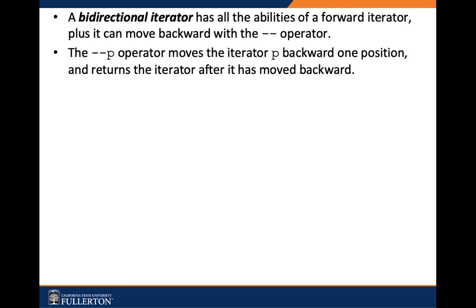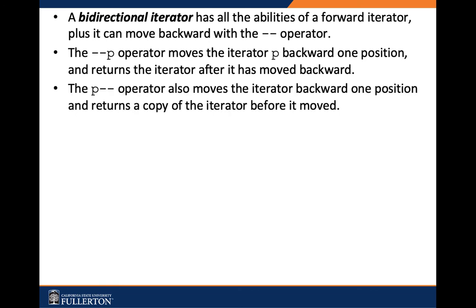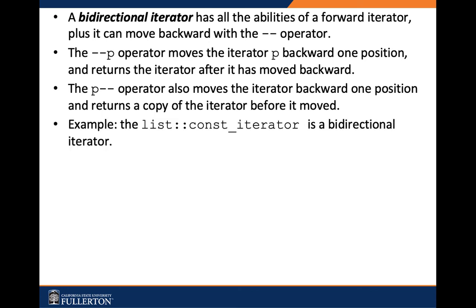A bidirectional iterator has all the abilities of a forward iterator, plus it can move backwards with the -- operator. The --p operator moves the iterator backward one position and returns the iterator after it had moved backward. The p-- operator also moves the iterator backward one position, but returns a copy of the iterator before it moved. For example, the const iterator for list is a bidirectional iterator.